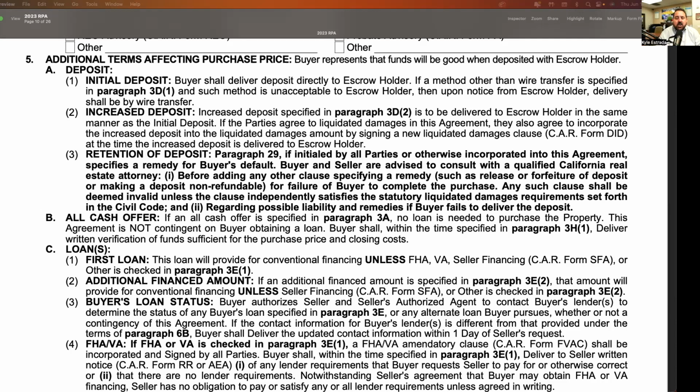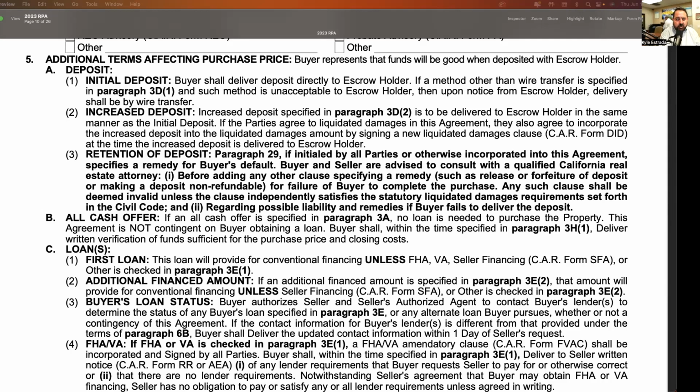So guess what, guys? Don't try to change things. Don't try to make this super hard to get out of. That's not our job. Our job is to sell the house, not collect deposits. So if you want to put that verbiage in, you're just trying to collect deposits.